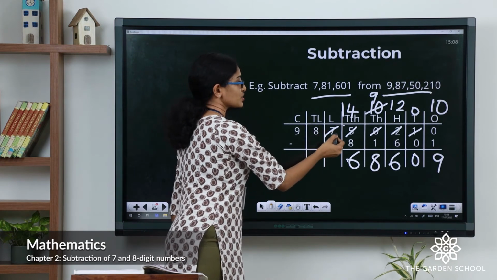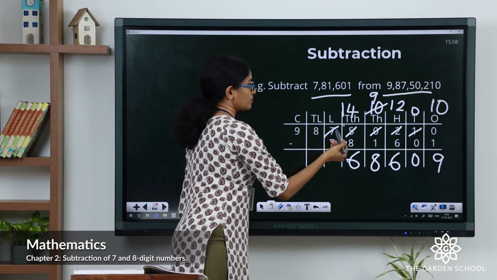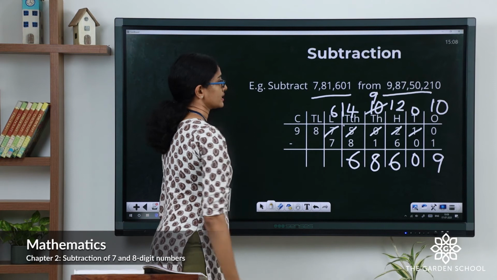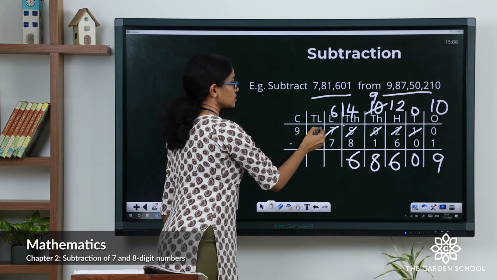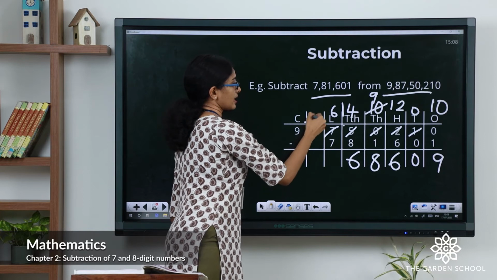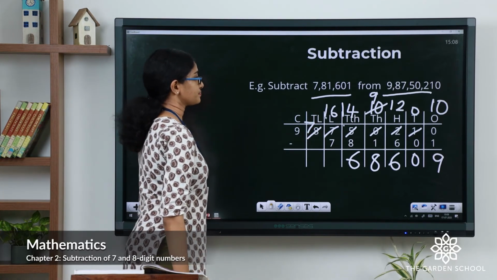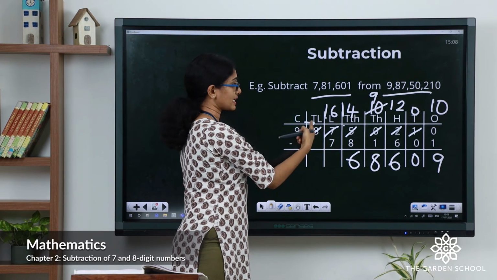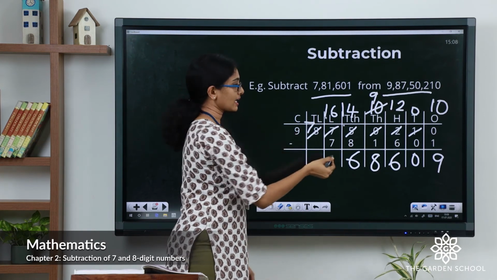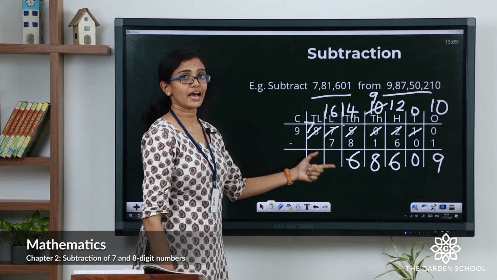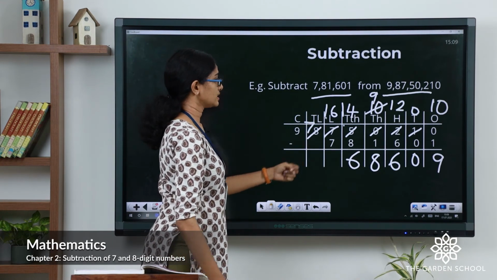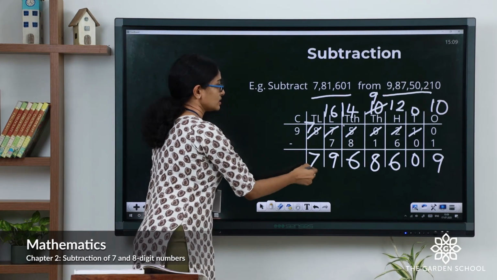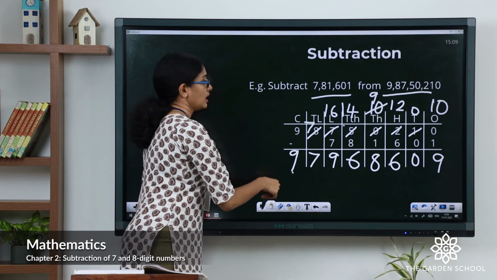In the lakhs place, since you gave 1 to the next lower place, the 7 became 6. Again, you cannot take away 7 from 6. So you borrow from the next place. So this 8 became 7 and here it became 16. That is, you borrowed 1 ten lakh from the ten lakhs place, right? So here you have 1 ten lakh plus the 6 lakhs that you already have. So 16 lakhs minus 7 lakhs is 9 lakhs. So in the ten lakhs place you have 7 left and in the crores place you have 9.